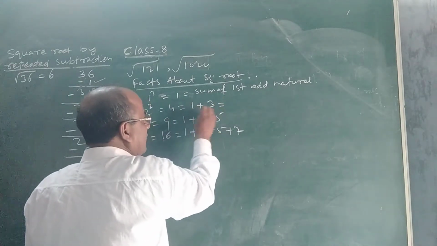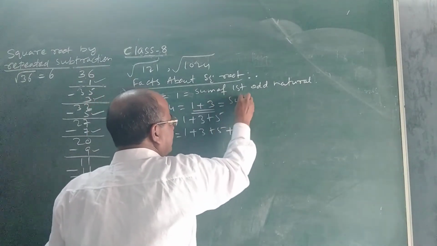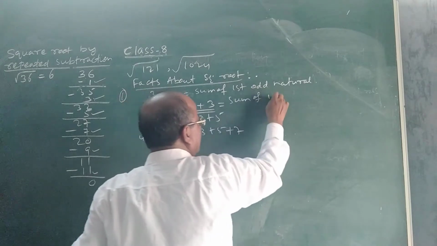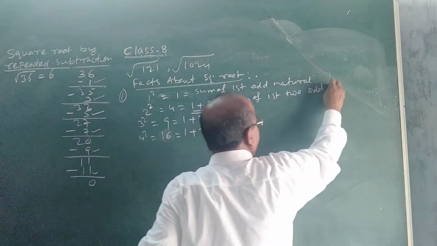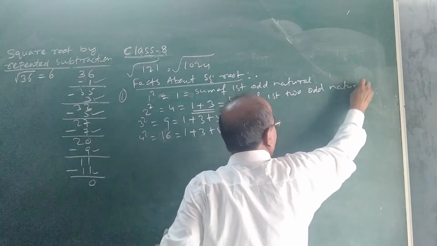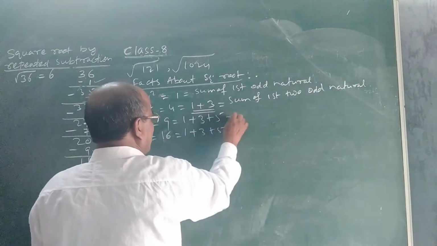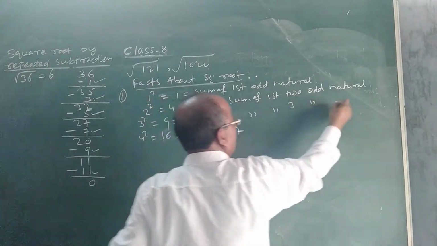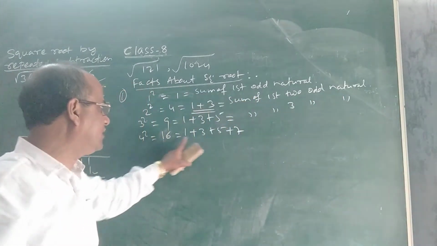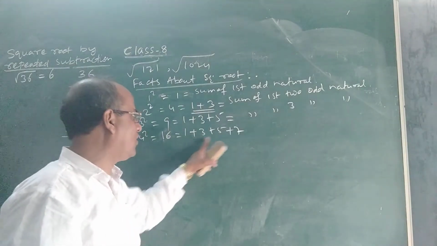It is equal to the sum of how many? Sum of the first 2 odd naturals. Okay. Similarly, 3 square is 1 plus 3 plus 5. It is equal to the sum of the first 3 odd naturals. And the square of 4 is equal to the sum of the first 4 odd natural numbers.